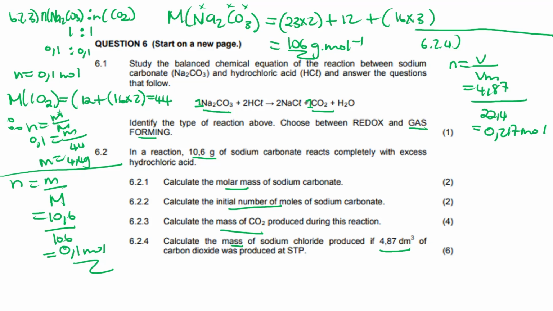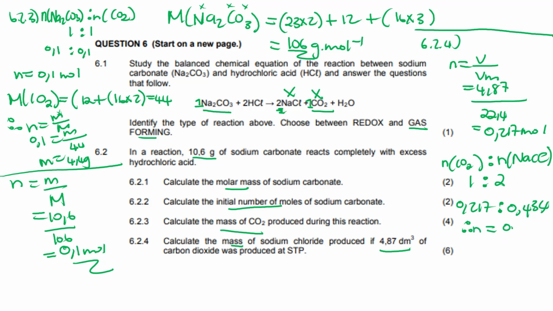So we need the number of moles of sodium chloride, right? Again, we can do our mole ratio calculation here. If you look at carbon dioxide, it is 1 and sodium chloride is 2. So it's 1:2, right? What we have is the carbon dioxide, and what we want is the sodium chloride. So for every one carbon dioxide, there are 2 sodium chloride. So 0.217 times 2 will give me 0.434. Therefore, the number of moles of sodium chloride will be 0.434 moles.